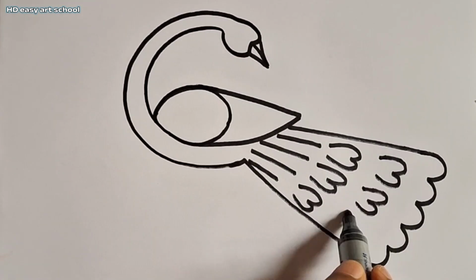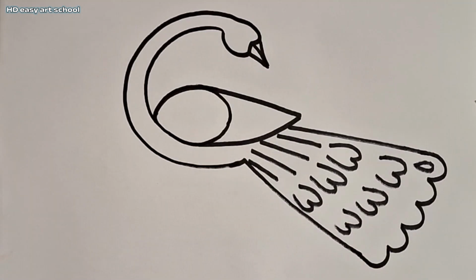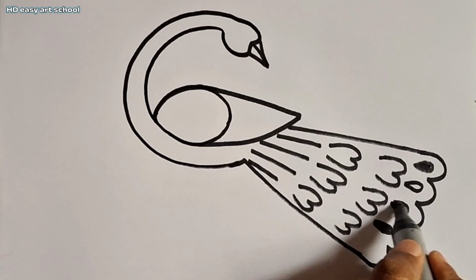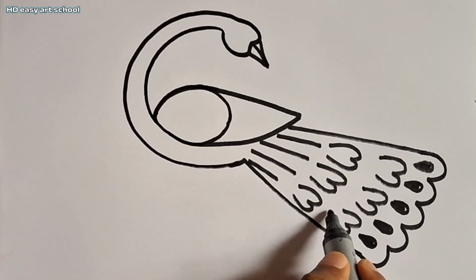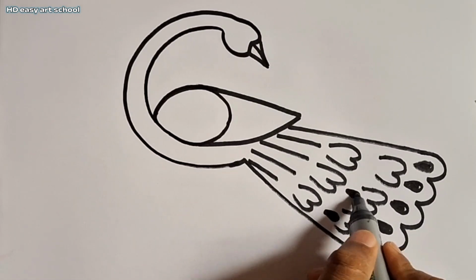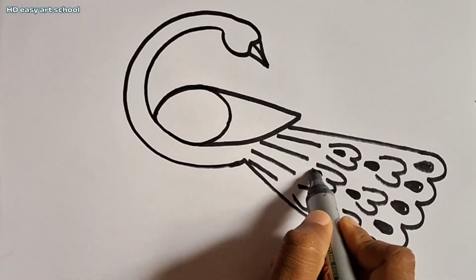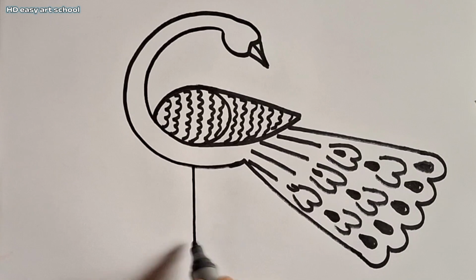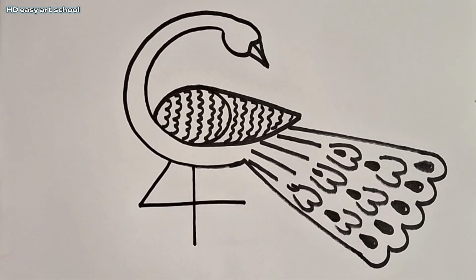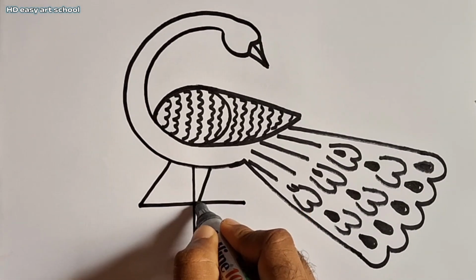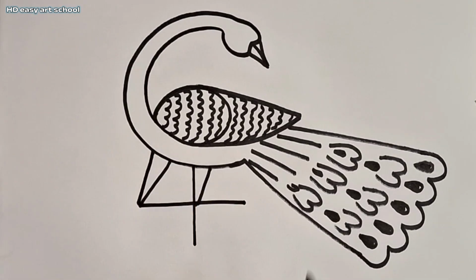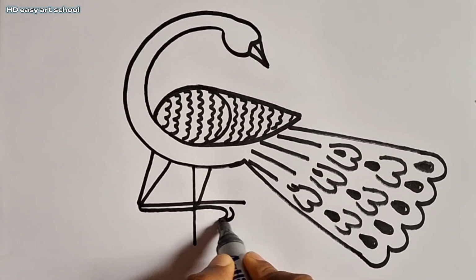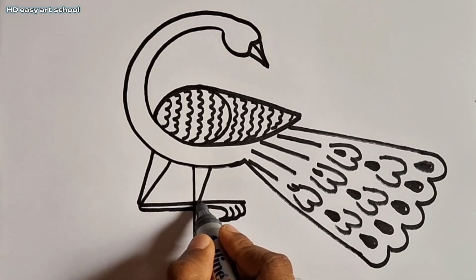Draw 333. Draw some 0. And also draw 0. Draw some curved lines. Draw the number 4. After draw two lines. Now draw also two lines and curved line.